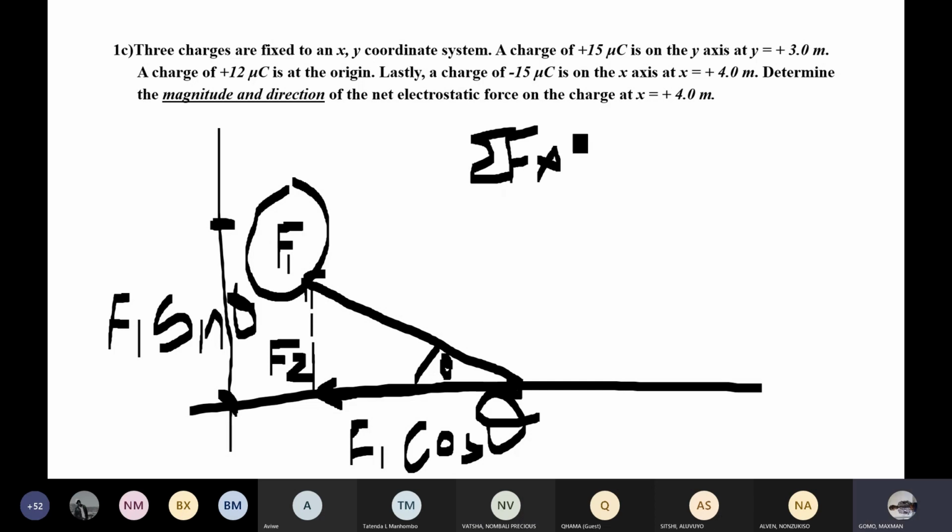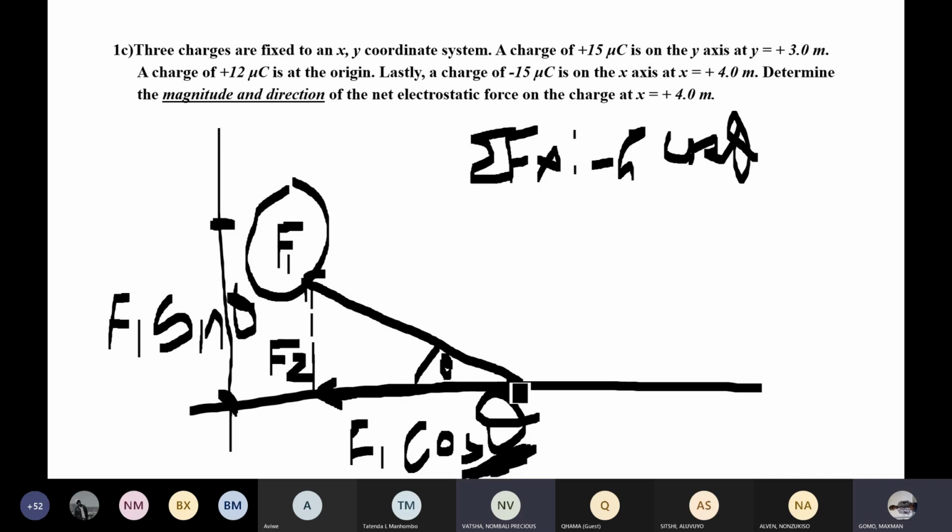Now, when you're asked to calculate the summation of all the forces acting in X, let's start with those. You will find that you have this force here. Remember, it's because of F1 acting at an angle that we've got this horizontal component. So the first force that we have is F1 cos theta. But since it's going to the left side, it's going to be negative F1 cos theta.